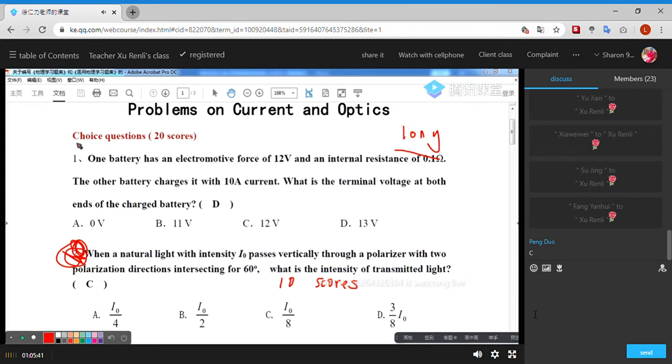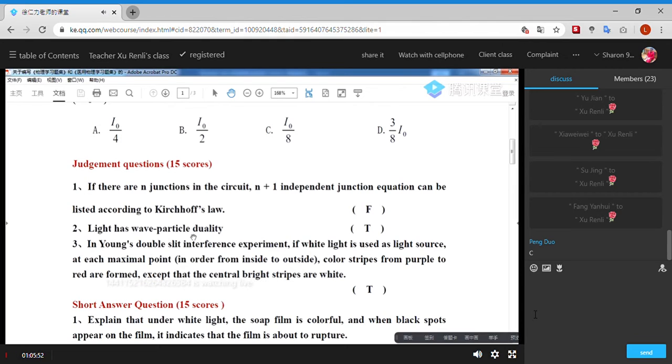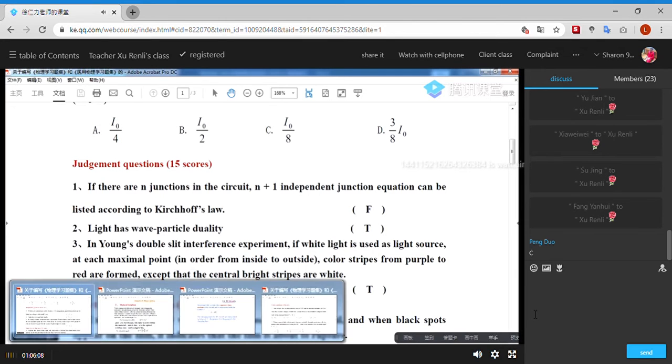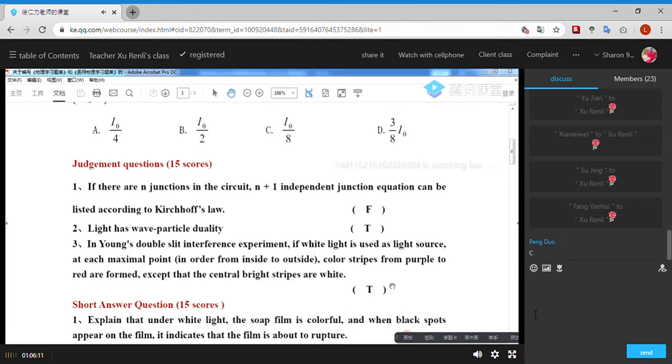Let's see the true-or-false questions. If there are n junctions in the circuit, then n plus 1 independent junction equations can be listed according to Kirchhoff's current law. The answer is wrong. The correct answer is n minus 1 independent junction equations.